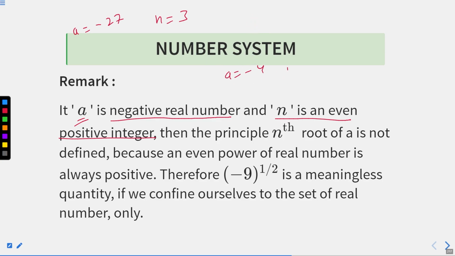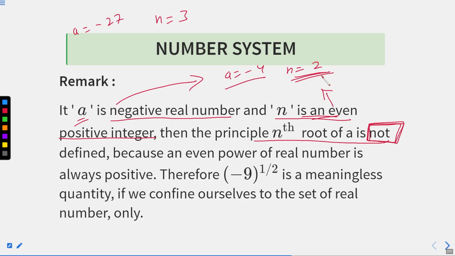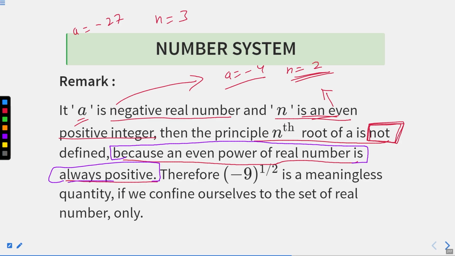If a is -4 and n is 2, n is even because it is exactly divisible by 2. Is a any negative number? Yes, it is negative. Then is the nth principal root of a defined? Keep this in mind: in this case, if a is negative and n is even, then we don't define the nth root of a, because any even power of a real number is always positive. Keep this point in mind.